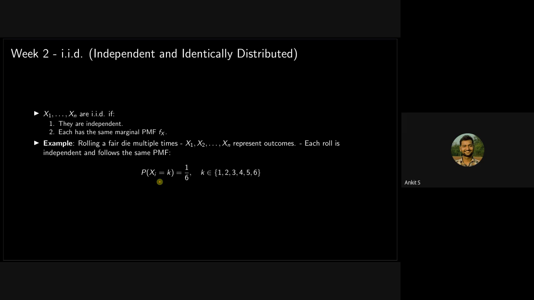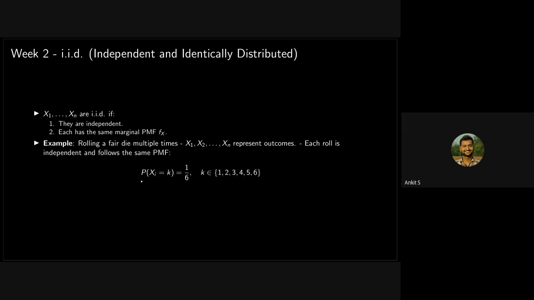Each of them has the same marginal PMF, so all of them have the same distribution. So those are identical and independent also. In this case, we call them IID. In later weeks, in week 7, you will be studying this a lot. This is very interesting when you are dealing with samples. You may have seen samples and populations, so this will be very helpful.